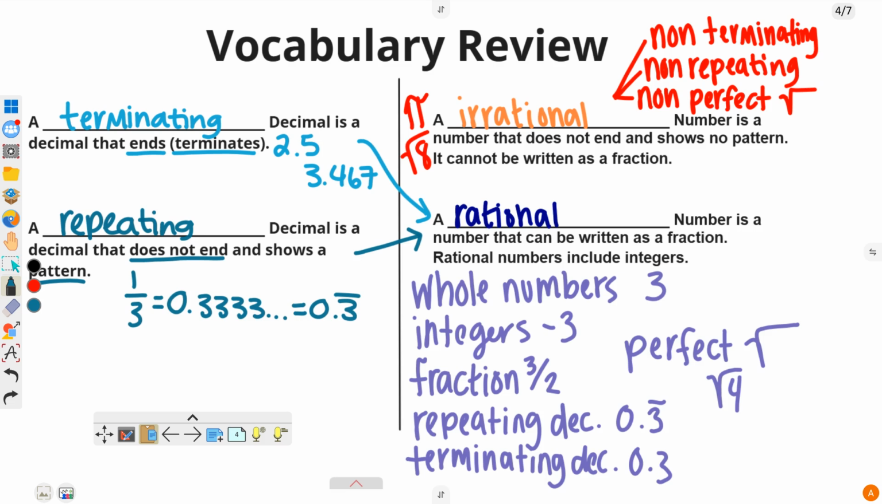There are whole numbers, our integers, our fractions, our repeating decimals, our terminating decimals, or our perfect squares. When I put in a perfect square, I get a whole number. Square root of 4 is 2. Square root of 100 is 10. Square root of 36 is 6. These are all up on the board over here in green and blue. You can see them. Those are our perfect squares.